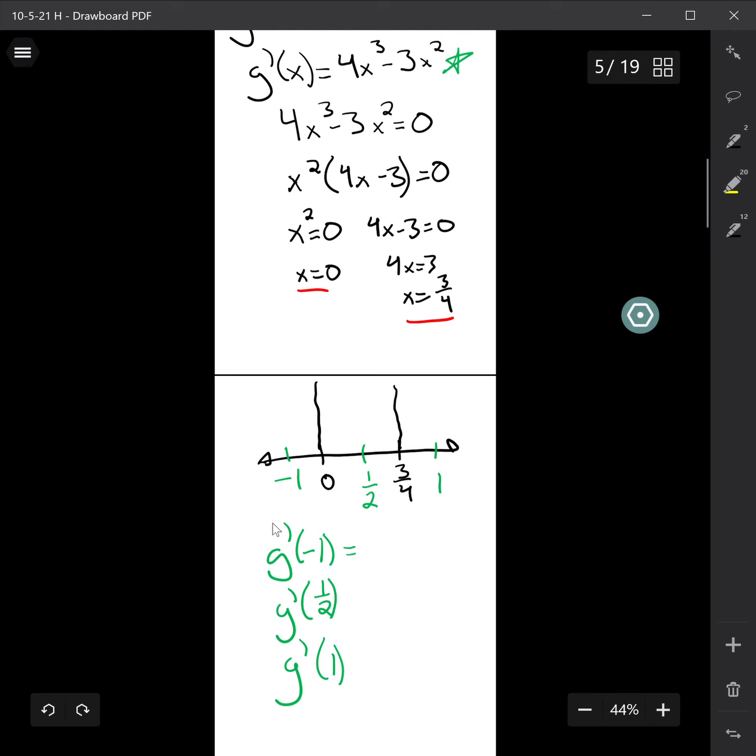When I plug in -1, I'll get -4 minus 3, because -1 cubed is still -1. -1 squared is +1, giving me a -7. So I'm decreasing here.